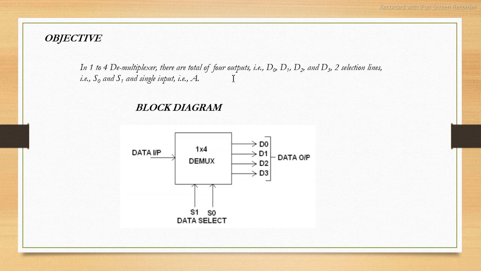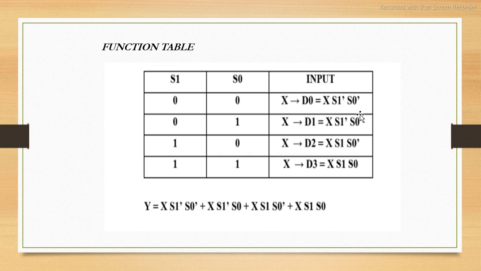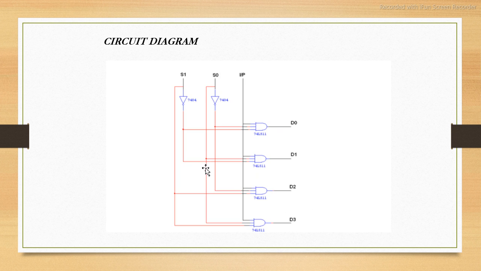Here there are four outputs D0, D1, D2, D3, two select lines S0, S1, and the input is A. This is a block diagram: input is A, two select lines and the four outputs. This is a function table: X S1' S0' plus X S1' S0 plus X S1 S0' plus X S1 S0. This is a circuit diagram.